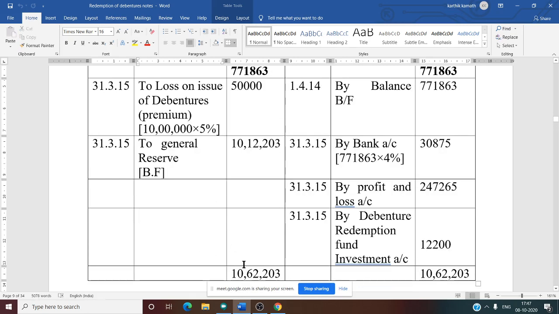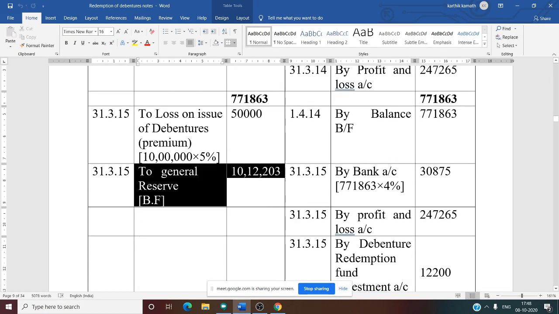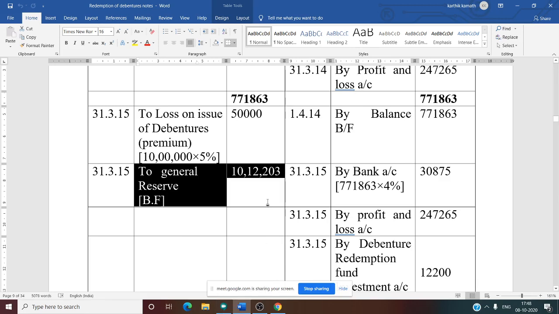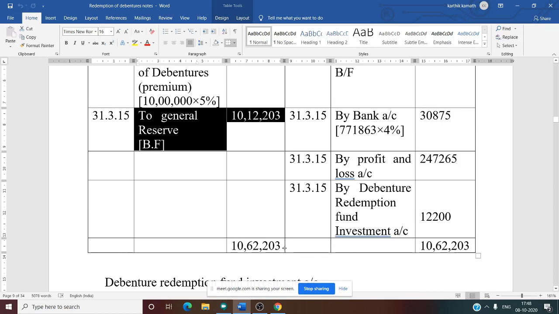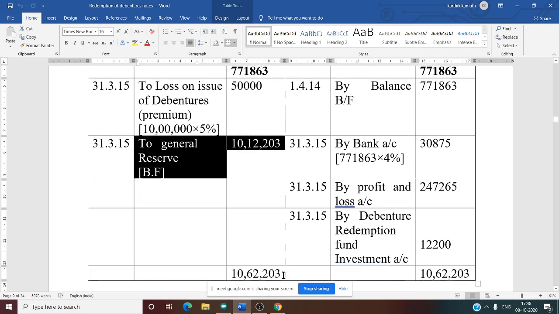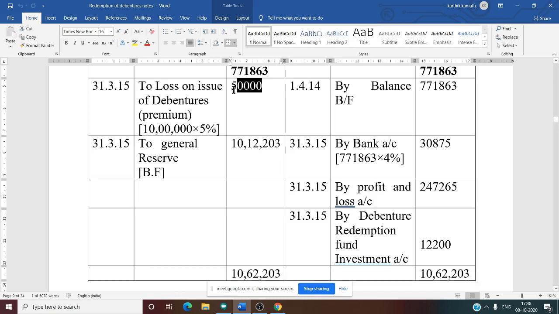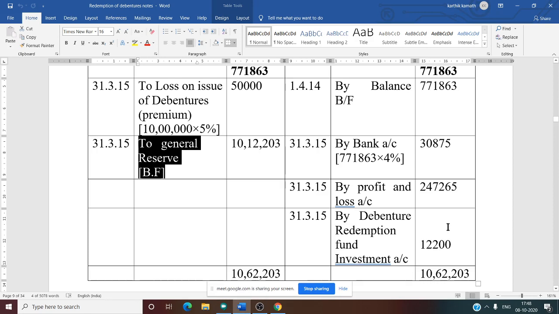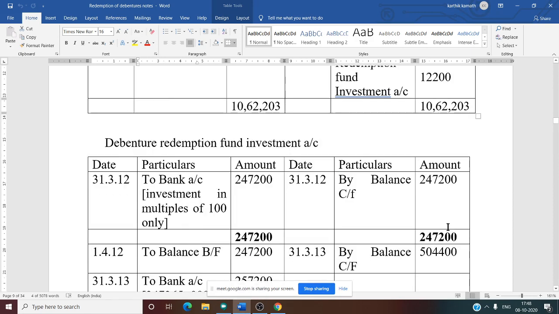So now we know credit side is greater than debit side. So the total balance left, remaining balance, that is the last journal entry if you remember, debenture redemption fund account debit to general reserve account. Anything remaining after utilizing everything is transferred to general reserve. See this, 10,62,203 minus premium 50,000. You will get 10,02,203, that is transferred to general reserve account. After transferring to general reserve account, DRF account is closed. Now DRFI account is also already closed.